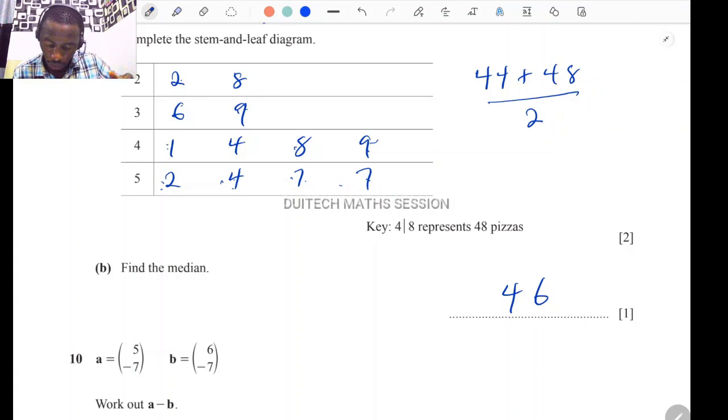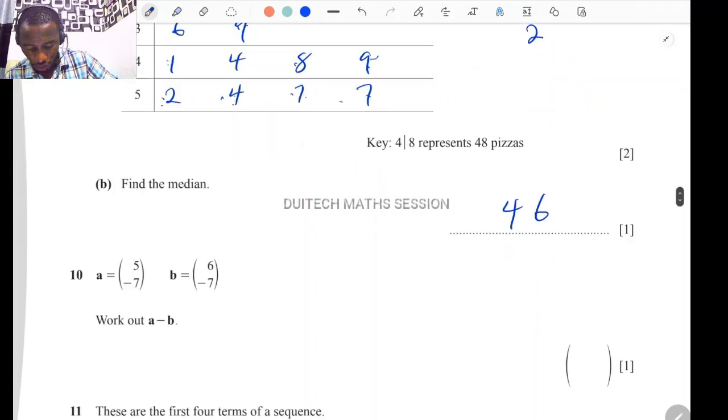You can also be asked to find the mode. The mode is the one that appears most frequently, which is 57. You may also be asked to find the range: you subtract the lowest from the highest. Don't forget.